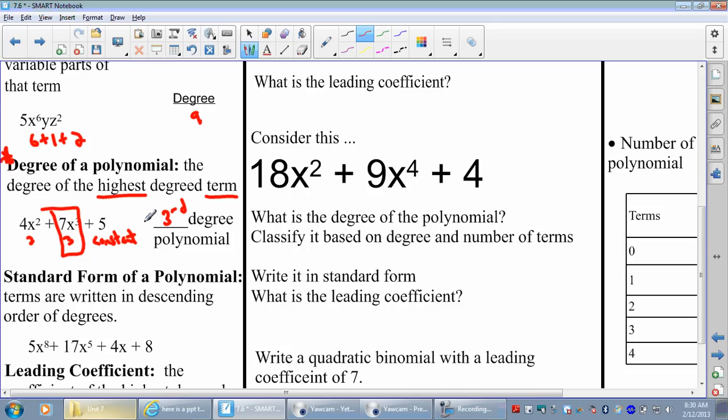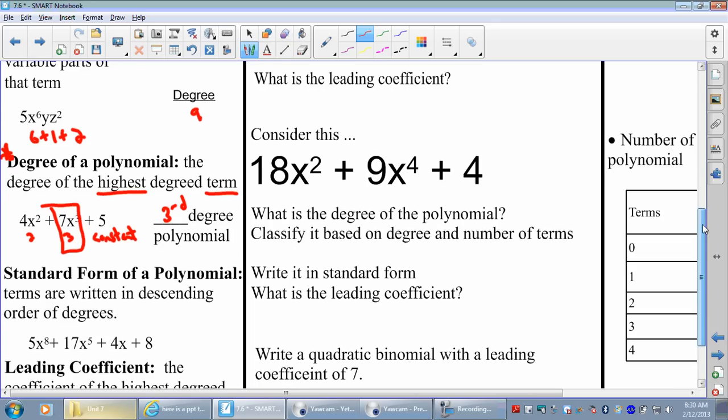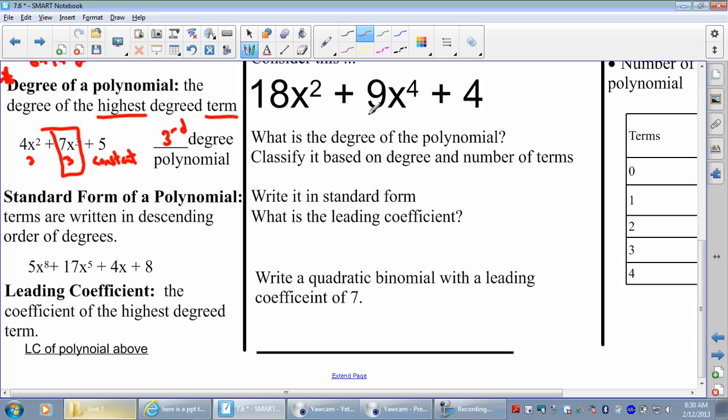All right, more often than not, that's going to get you where you need to be. Now, let's talk about standard form of a polynomial. Terms are written in descending order of degrees. So this one is the 8th degree, the 5th degree, the 1st degree, and the 0 degree, or our constant. So when we're writing things in standard form, we write them in descending order of exponent.